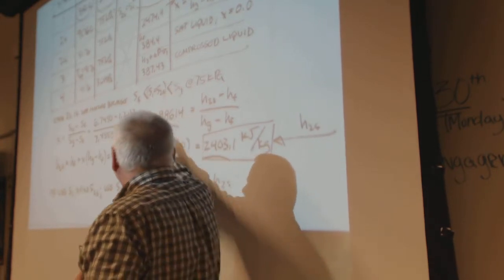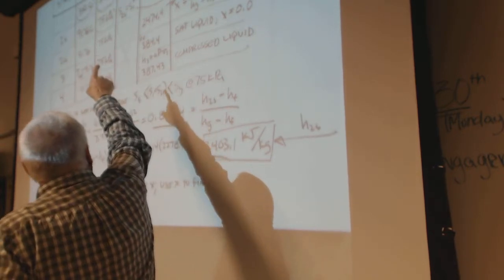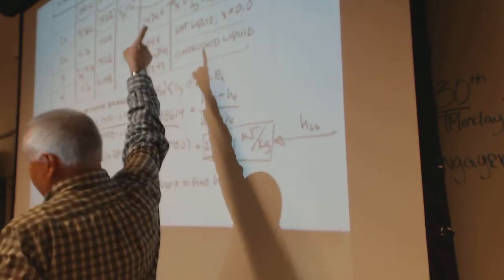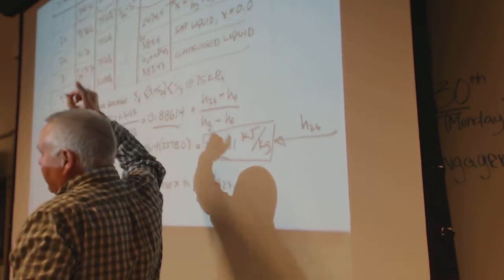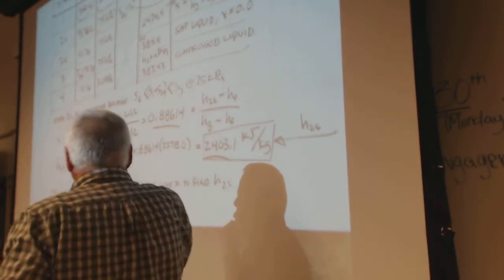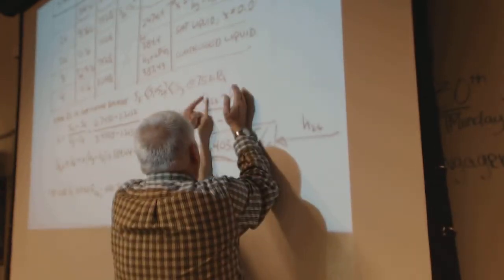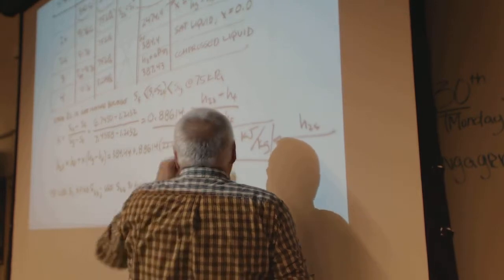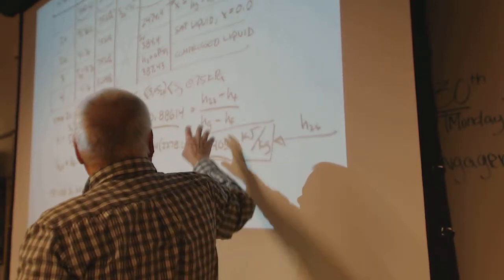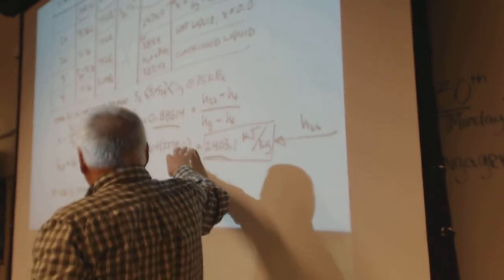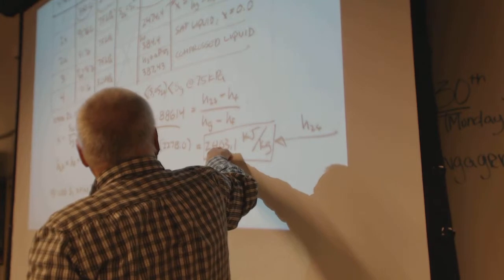But anyway, now that we know, we used entropy to find the quality, and now we use the quality to find the enthalpy. So we use that number here to solve for the enthalpy of an ideal state. And if you do the numbers, you end up with a value of 2403.